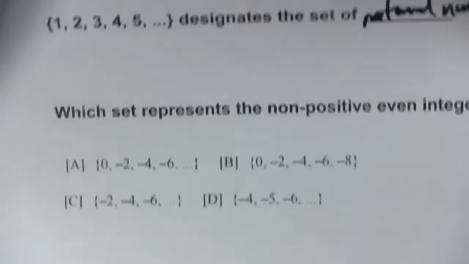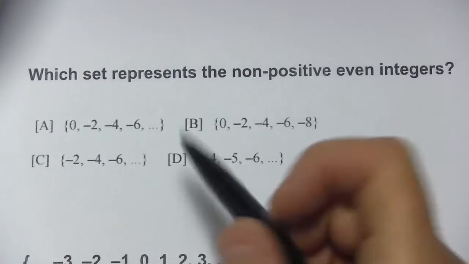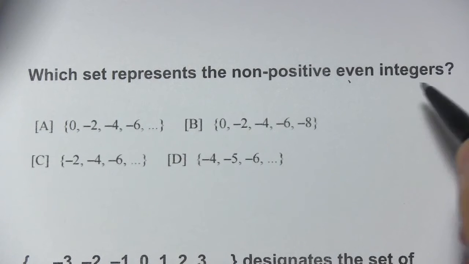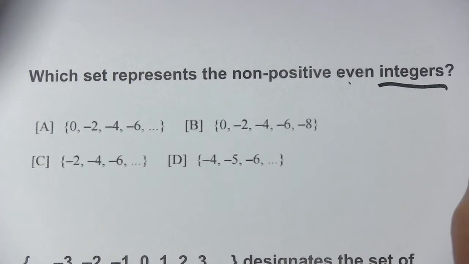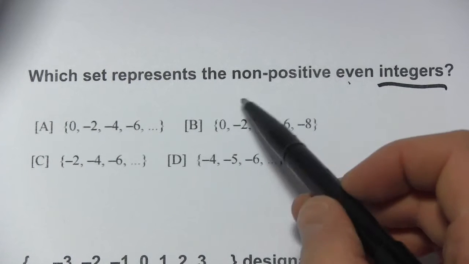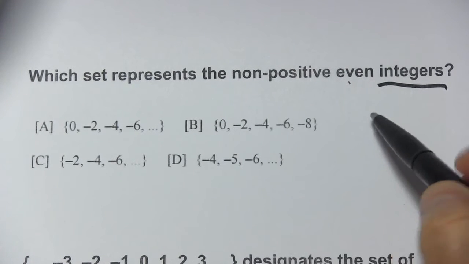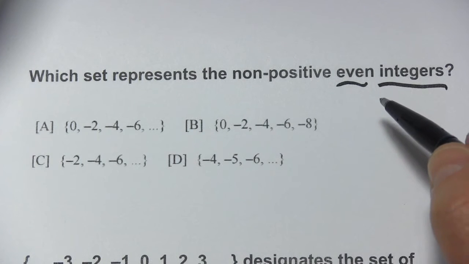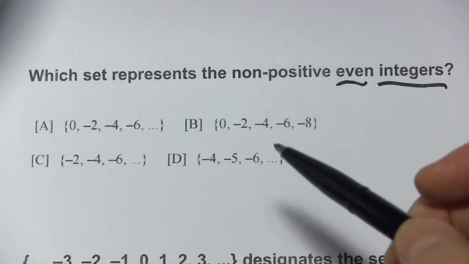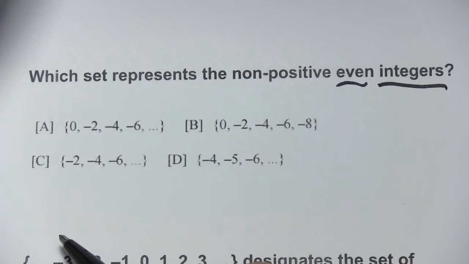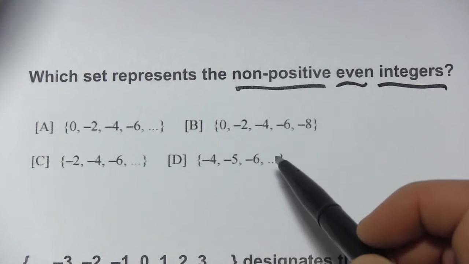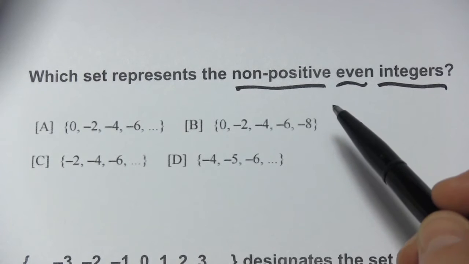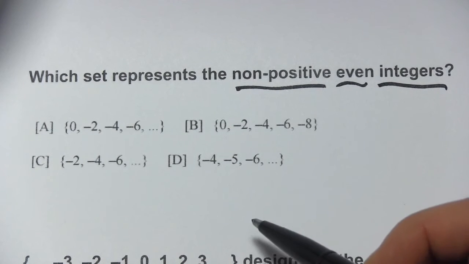Now, next one gets a little trickier. This says, which set represents non-positive even integers? Okay, so they're integers, means no decimal part. Non-positive, that means they all have to be negative, and they're even. So, I guess -2, -4. Let's see what we've got here. And actually 0 would be put in there too, because that's not positive. Technically 0 doesn't have a sign. It's neither negative nor positive.